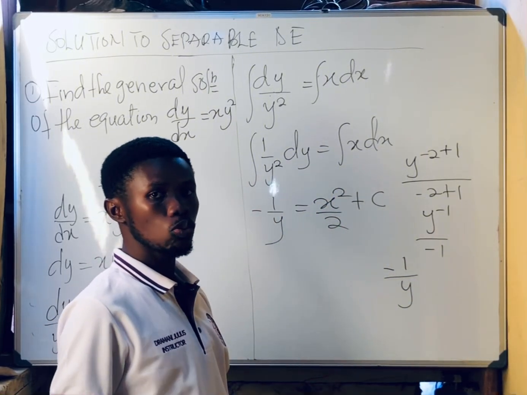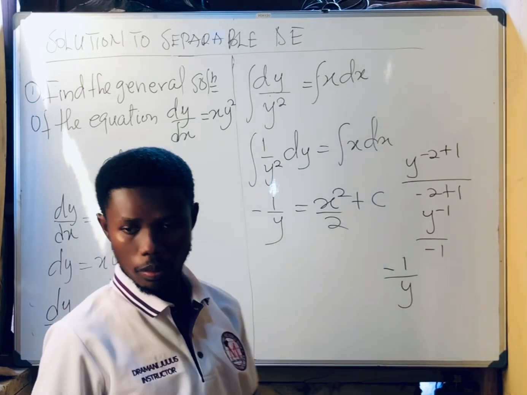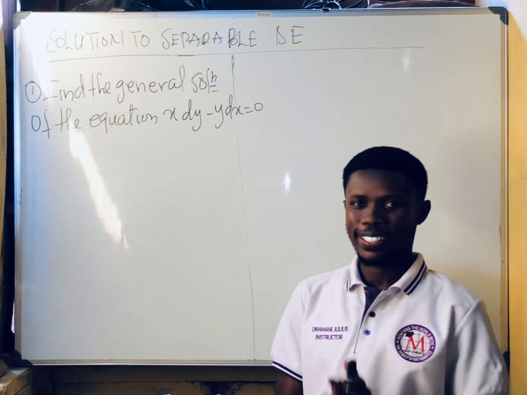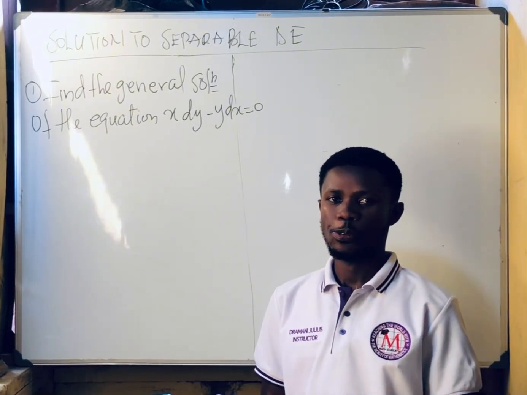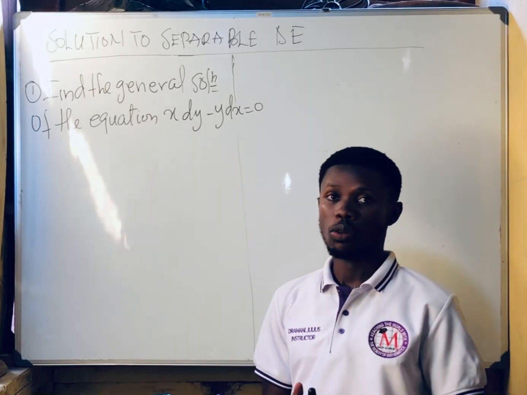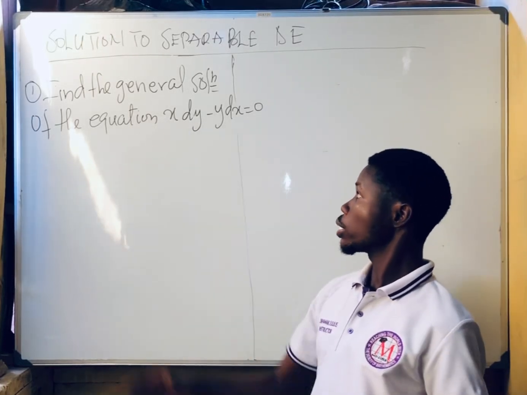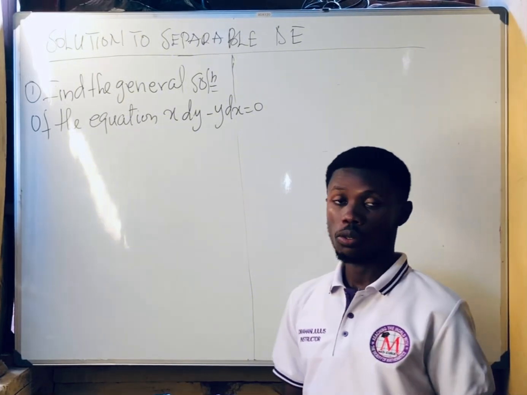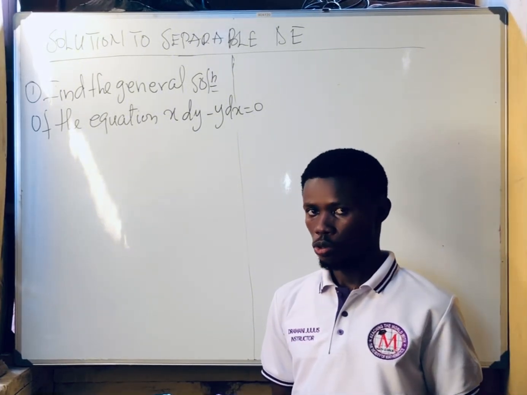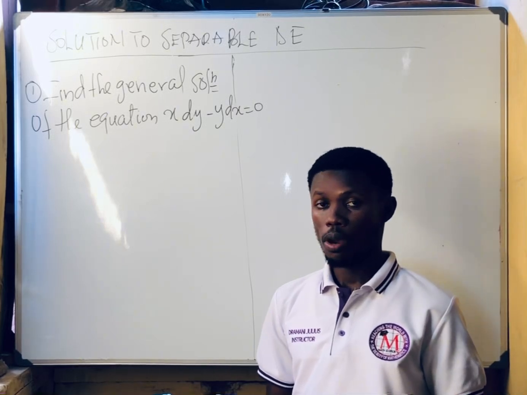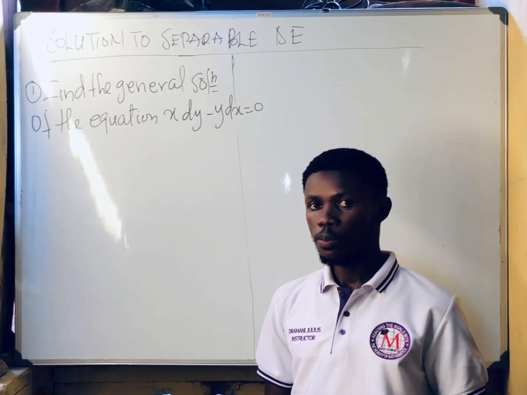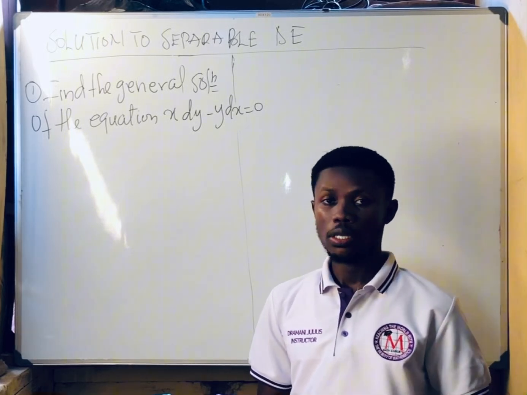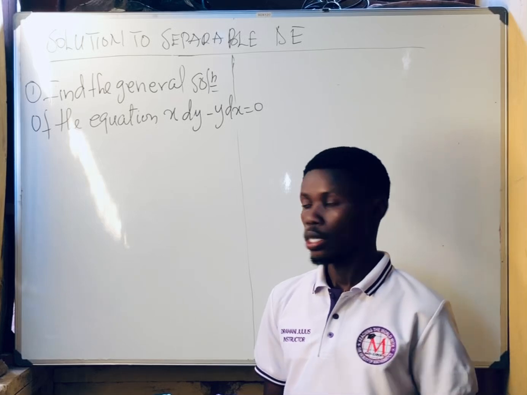Now let's move on to the next example. All good. Let's look at our next example. So this is the next example. Find the general solution of the equation x dy minus y dx equals 0. Is it separated? No. We can make it separable. Okay? Separable in the sense that you want the y to attach to the dy and x to be attached to what? dx. So let's see.